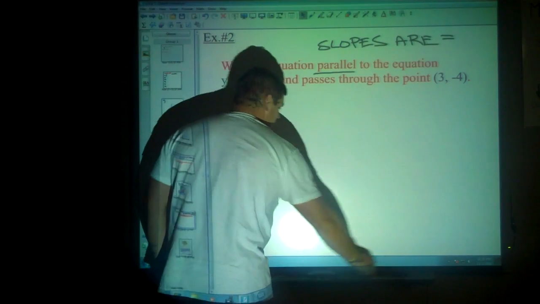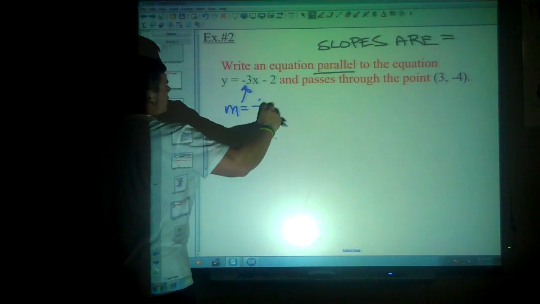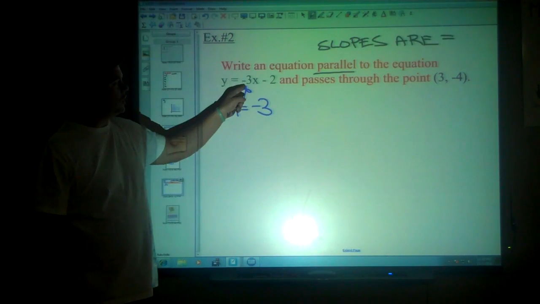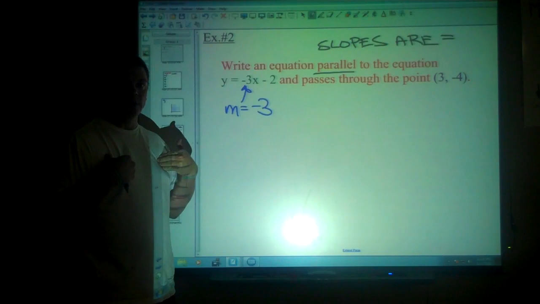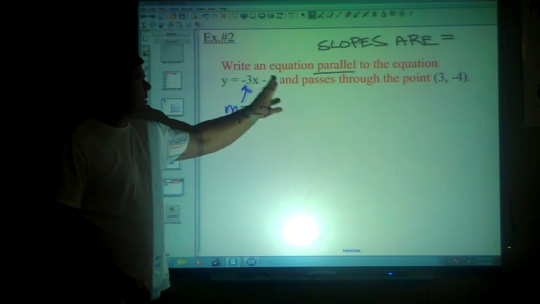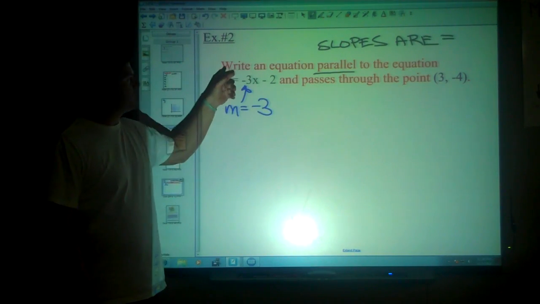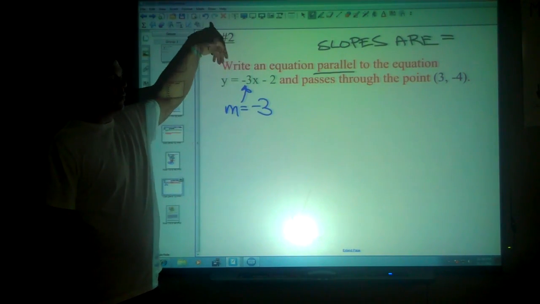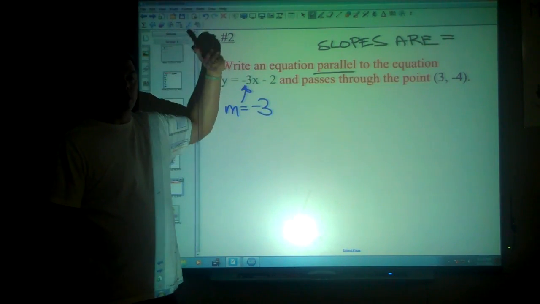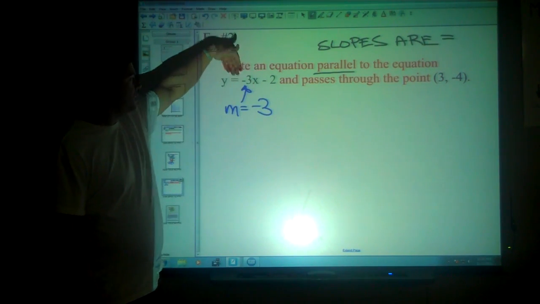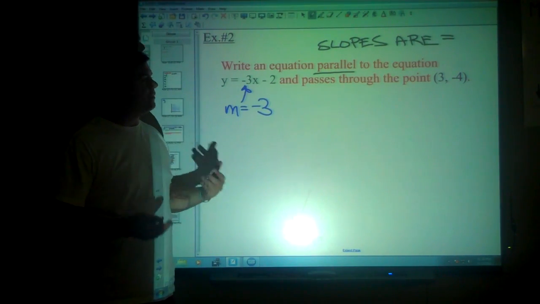And in this particular equation right here, it looks like it has an m of -3. So if this equation has a slope of -3, then our equation is going to have a slope of -3. I don't care about anything else on that equation except that my slope is the same. So instead of me saying write an equation with a slope of -3, I'm saying write an equation that's parallel to this equation with a slope of -3. It's just like giving you the same information but in a different way.